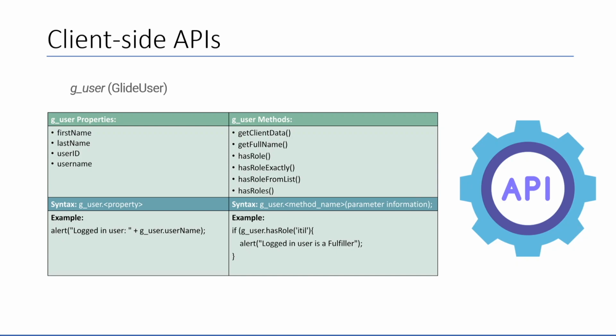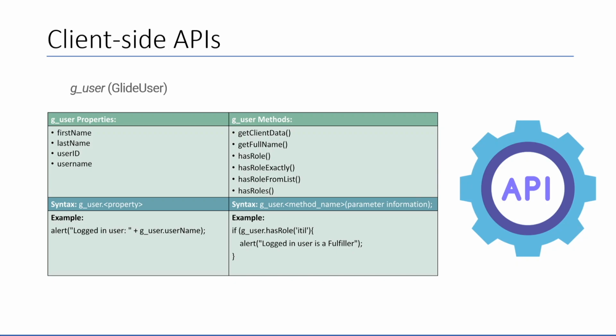Hello. Now let's explore our second client-side API, which is GUser. In other words, Glide User. In Glide User, we have the possibility to access some user properties. For example, first name, last name, user ID, and the username.